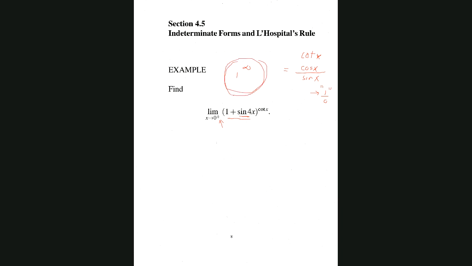That is yet another indeterminate form. We don't know if that equals 1. We don't know if that equals infinity. We don't know what that equals. Okay, it's indeterminate. And again, it depends on how fast 1 plus sine of 4x approaches 1 relative to how fast the cotangent of x approaches infinity.